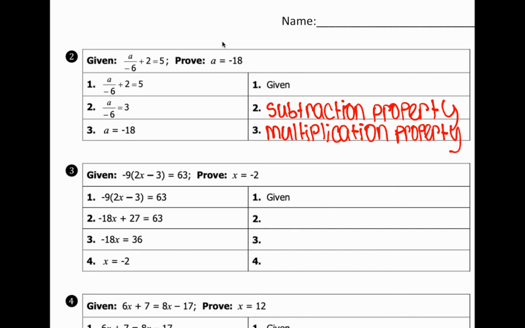Okay, moving on to number 3. First one is given. They just took it directly from the given. Then you look at what did they do to go from step 1 to step 2. They distributed, so distributive property. How did they go from step 2 to step 3? They got rid of the 27 by subtracting. So that's subtraction property.